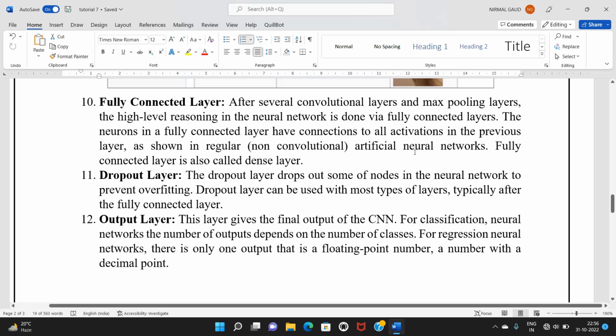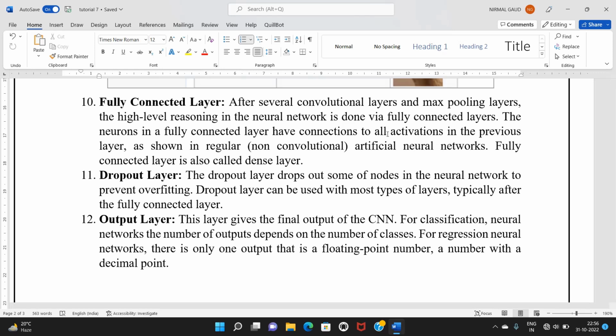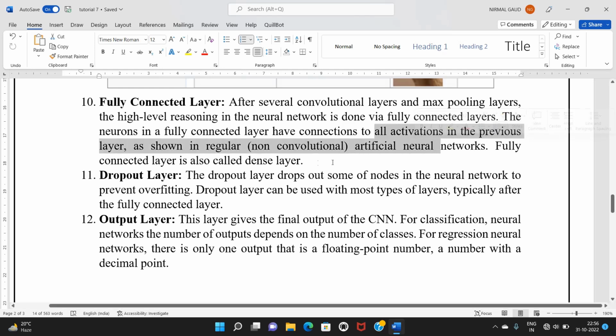Here all neurons are fully connected. It means every neuron is connected to every other neuron, to all the activations of the previous layer. So whatever computation or calculation is done, all of it is performed on the densely connected or fully connected layers, and then we supply the result or output to the activation function. This is what happens at your fully connected layers.